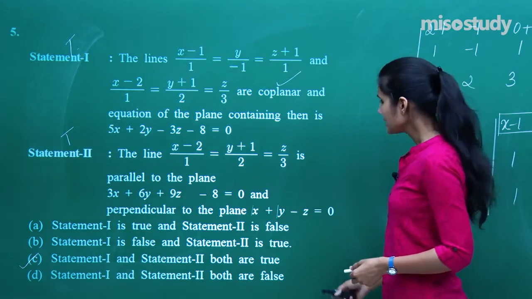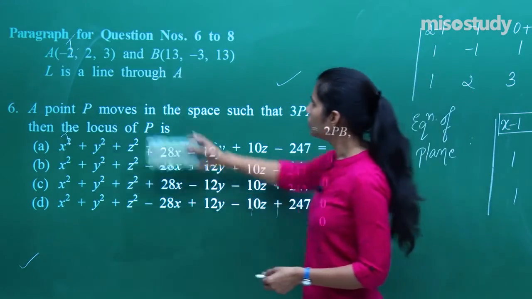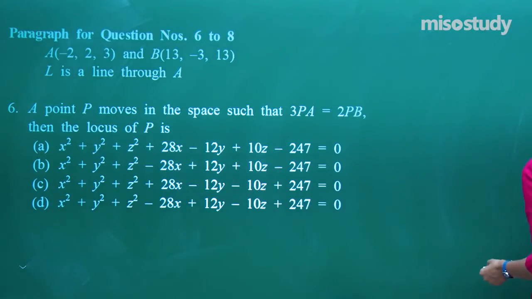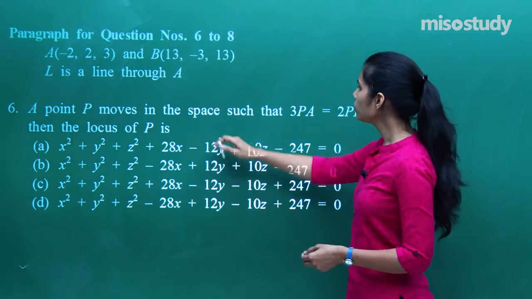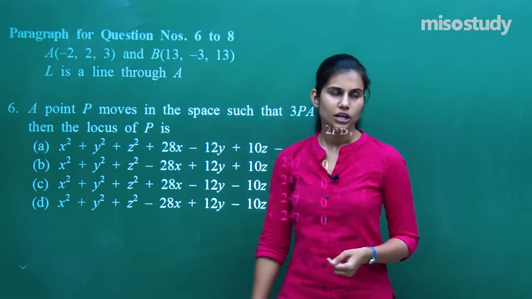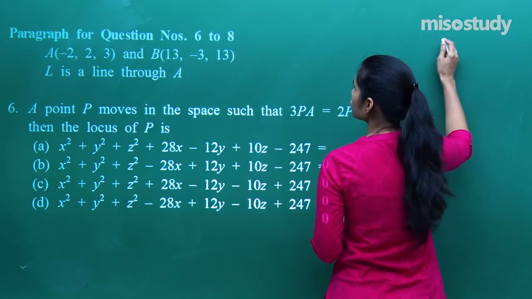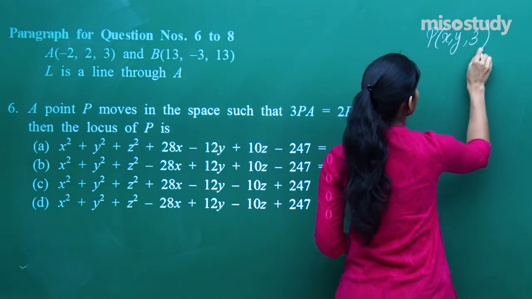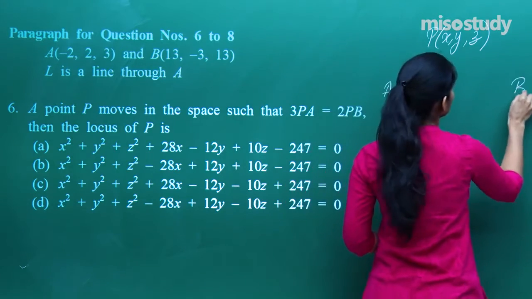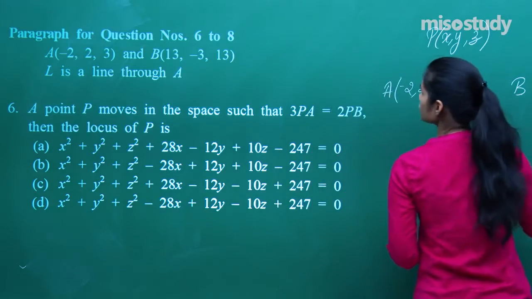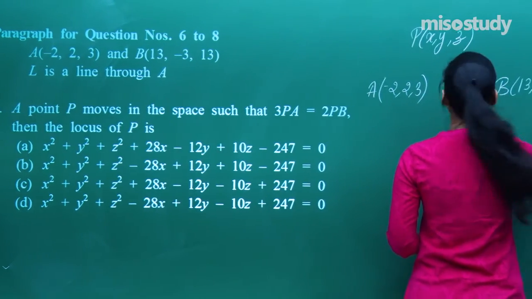Clear? Next, let's see what we have. We have a paragraph question now. So what does it say? A and B are 2 points whose coordinates are basically given to you. Next thing what we have is a point P moves in the space such that 3 times PA equals 2 times PB. Then locus of P is what? So see, A is given to you, B is given to you. So P is say x comma y comma z. So this is point A, this is point B. A is given to you as minus 2, 2, 3, and B is given to you as 13, minus 3, 13.